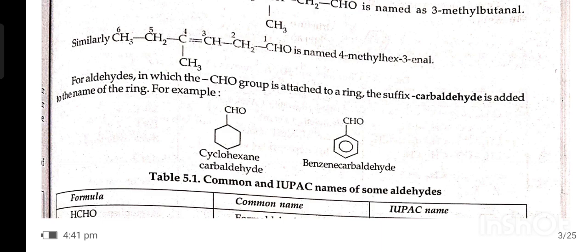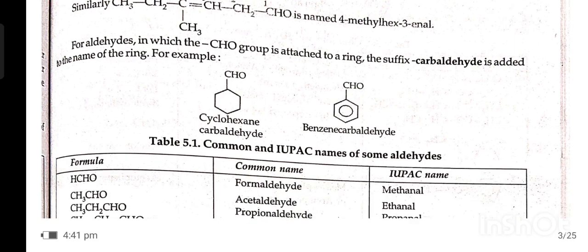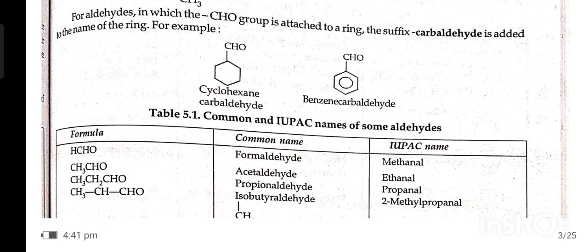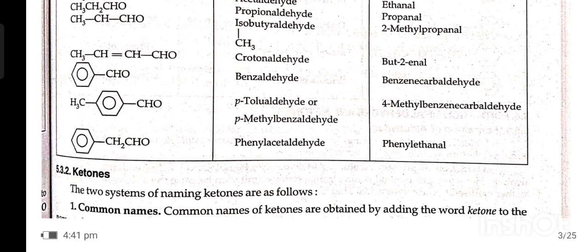cyclohexanecarbaldehyde, benzenecarbaldehyde. Common and IUPAC names of some aldehydes: HCHO, formaldehyde, IUPAC name methanal. CH3CHO, common name acetaldehyde, IUPAC name ethanal, and so on.